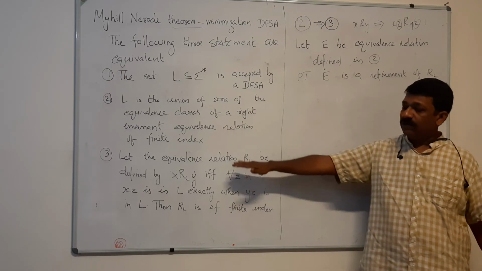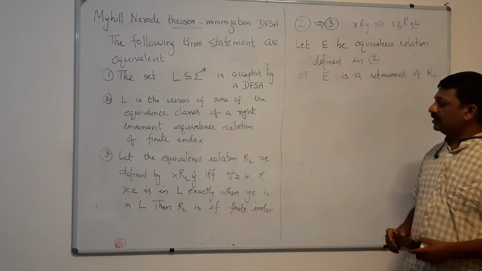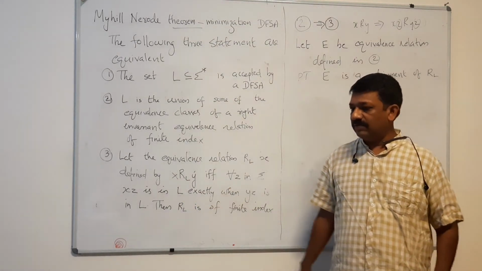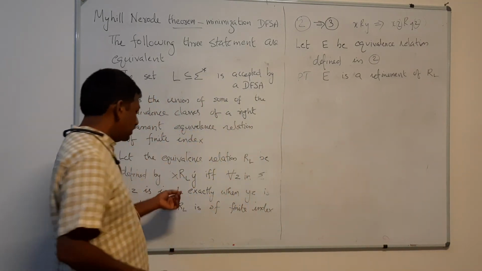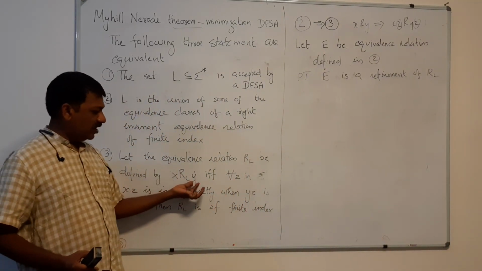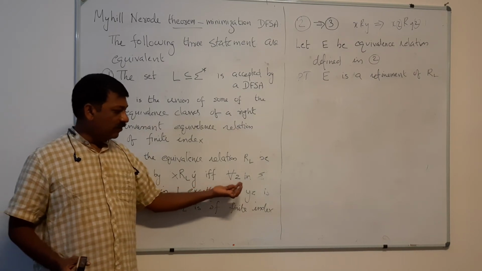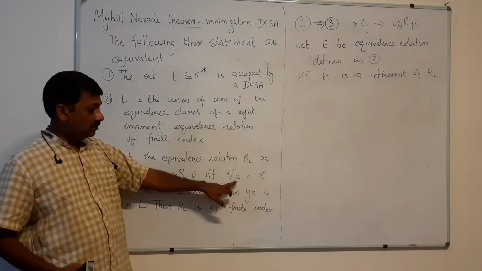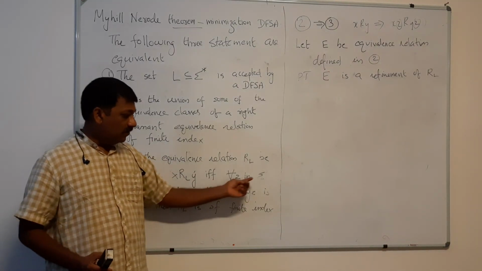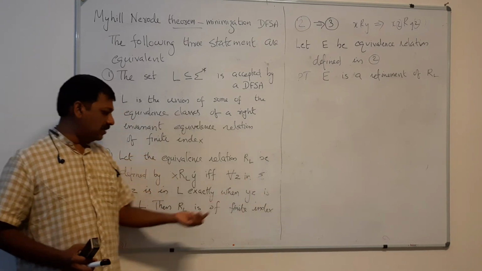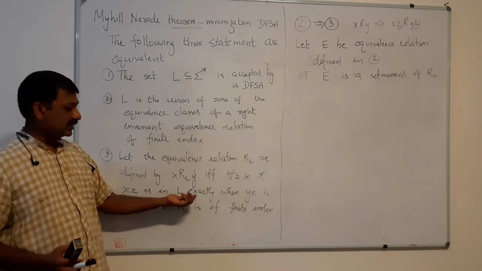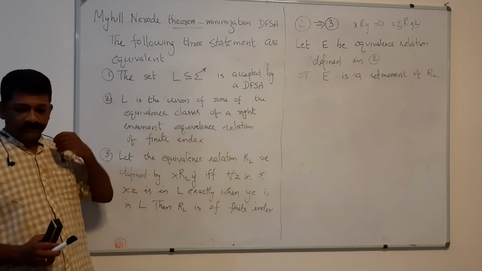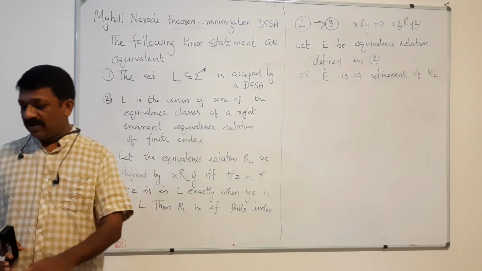And the third one: now let the equivalence relation RL be defined by X RL Y. That means the equivalence relation is defined like this: some X is related to some Y if and only if for every Z in sigma, where Z is another string also taken from sigma, X Z is in L exactly when Y Z is in L. Then RL is of finite index.